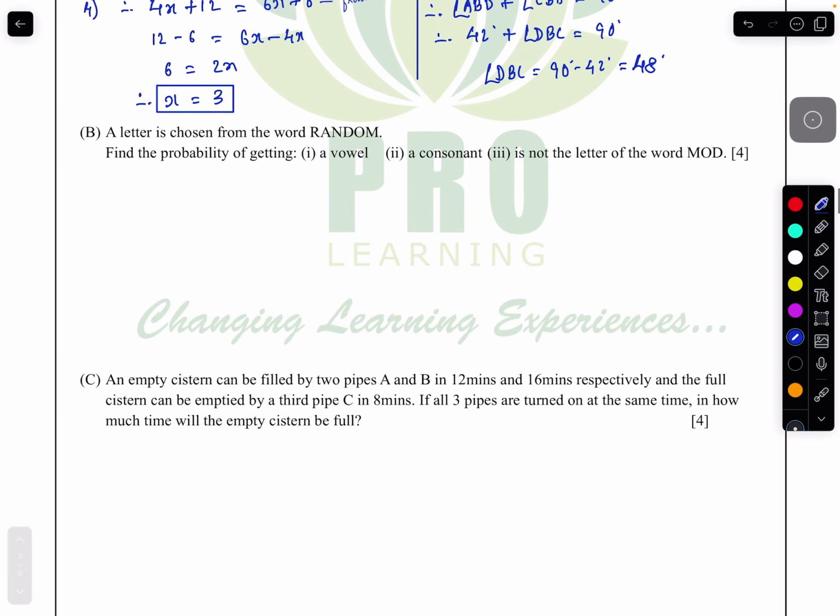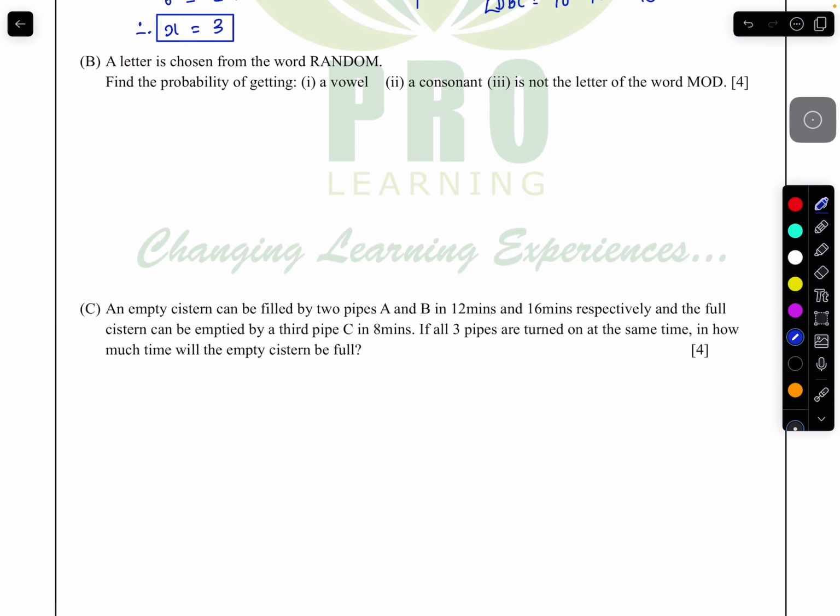Here we have question number 2b. It says a letter is chosen from the word RANDOM. So first we are required to write the sample space, or all possible outcomes. When we do our solution, we'll write the sample space. Our sample space in this case is R, A, N, D, O, M.